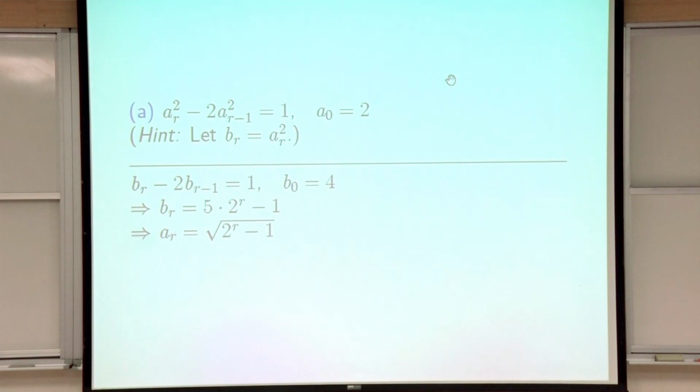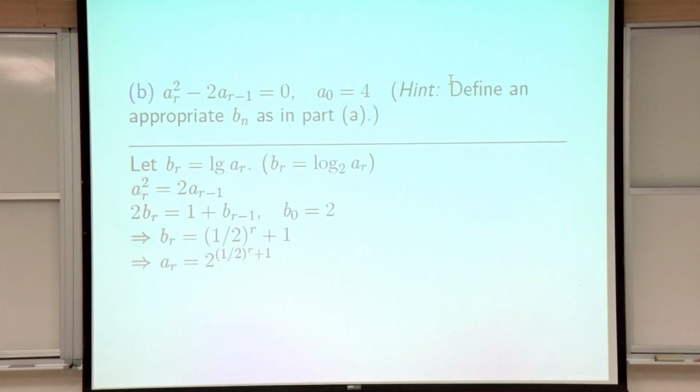And finally, we can get a_r is equal to the square root of 5 times 2 to the power r minus 1. Another typo. And for part B, here we have a_r squared equals 2a_(r-1). The hint is defining a property b_n as in part A. So here we let b_r be equal to log a_r, where log means log with 2 as the base.